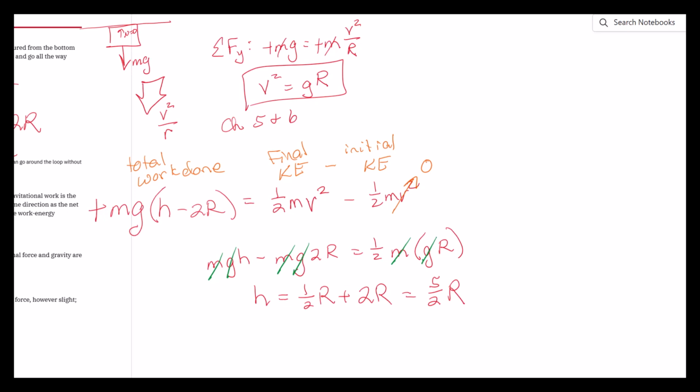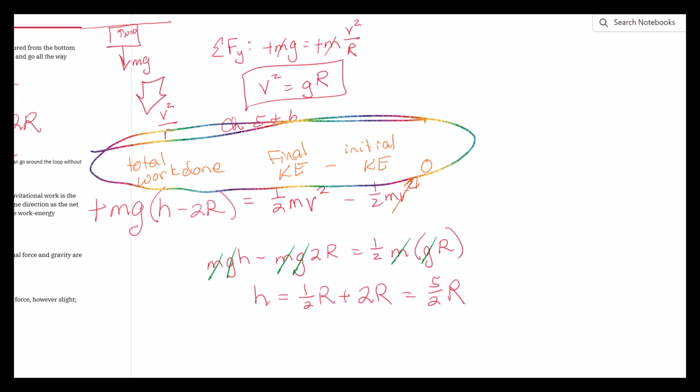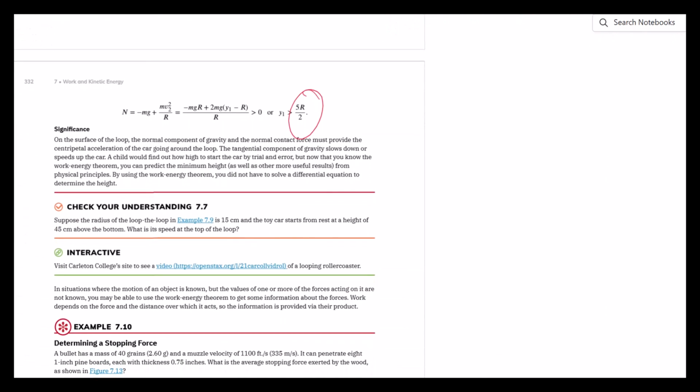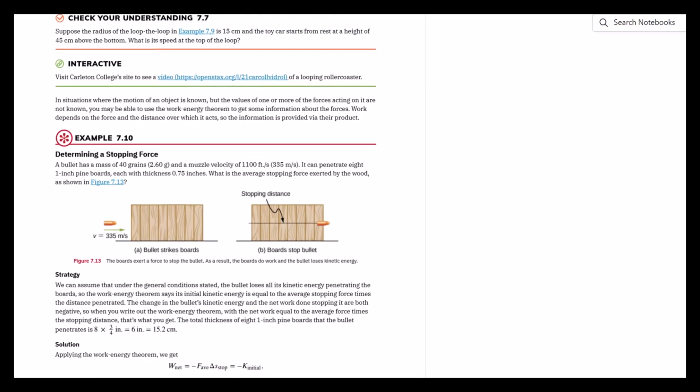Does that kind of make sense? So for these problems, you're going to start with the total work done on the object equals the final kinetic energy minus the initial kinetic energy, and you kind of play from there. All right, let's see what this does.